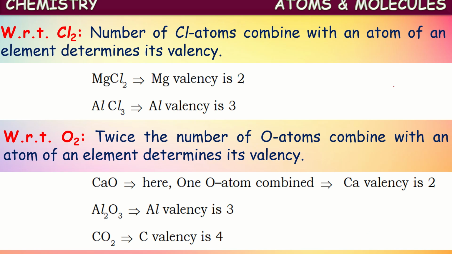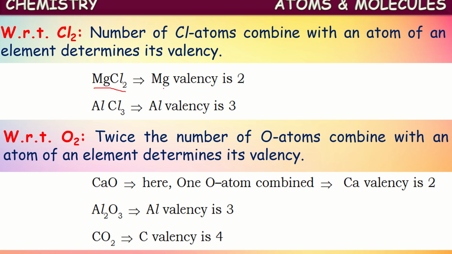Okay. Now with respect to chlorine. Everyone knows the valency of chlorine. The valency of chlorine is 1. So the number of chlorine atoms that combine with one atom of an element determines its valence, simple, just like hydrogen. So the number of chlorine atoms combining with the atom of an element determines its valence.